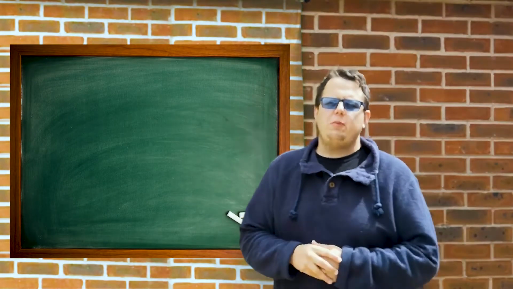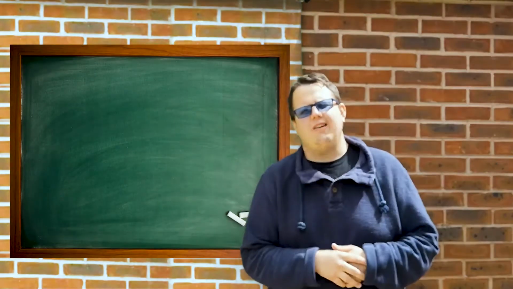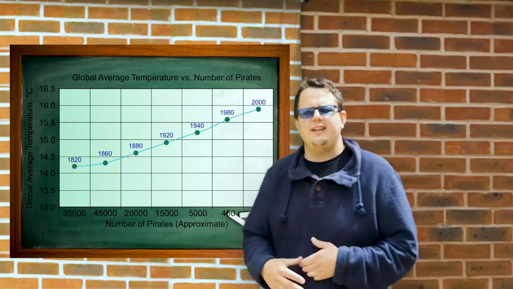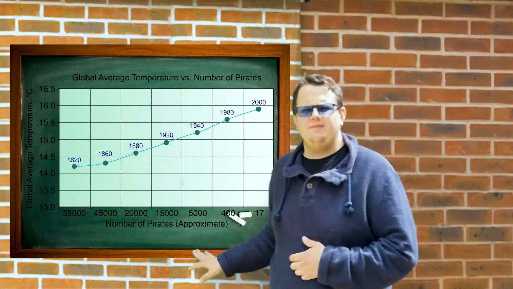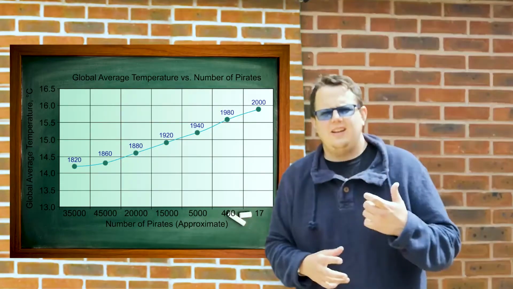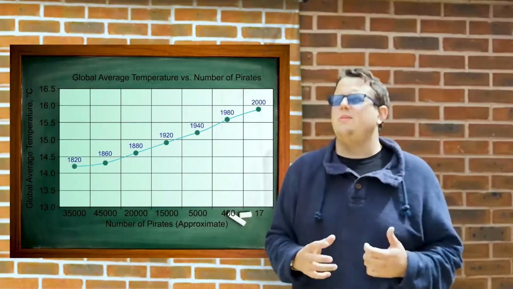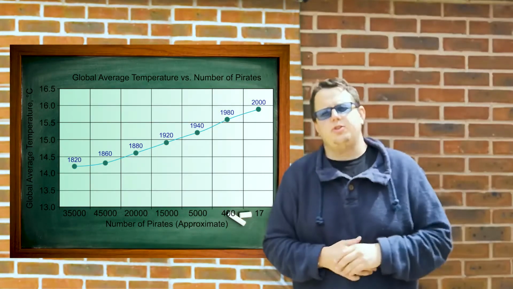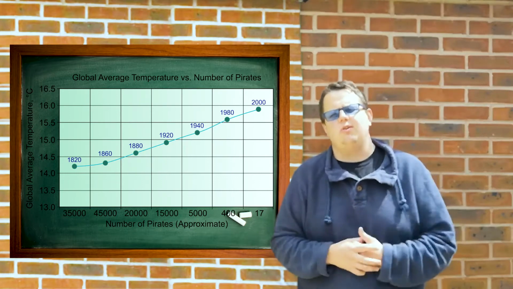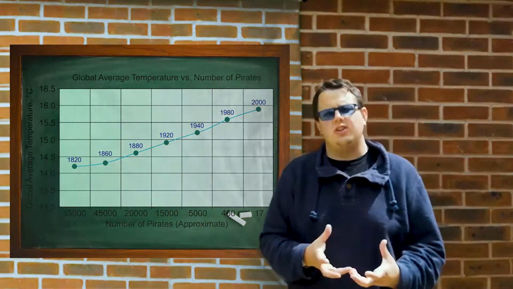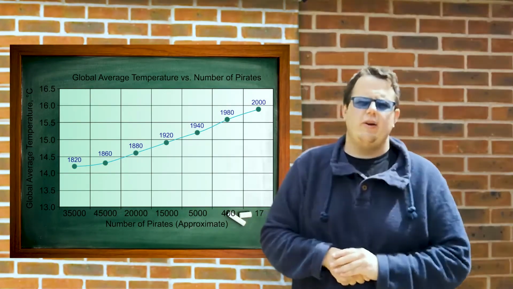Okay, if you plot a graph of the number of pirates in the Caribbean against the average global temperature, you can see that as the number of pirates goes down, the temperature increases. So does this mean a lack of pirates is causing global warming? Well, no. This graph was produced to point out that correlation does not always imply causation, and that sometimes just because data produces a good graph doesn't mean you need to draw it.